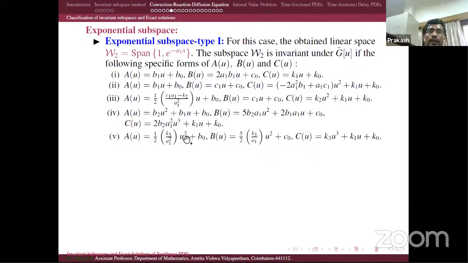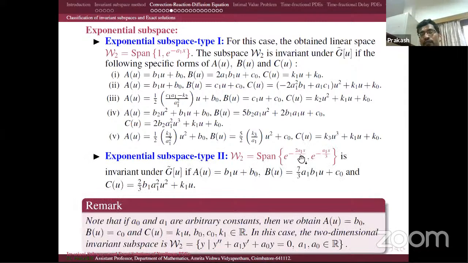So here, the next is type 2. This invariant subspace is invariant under the quadratic differential operator. Suppose I am assuming an arbitrary linear subspace that is invariant only under the linear differential operator.